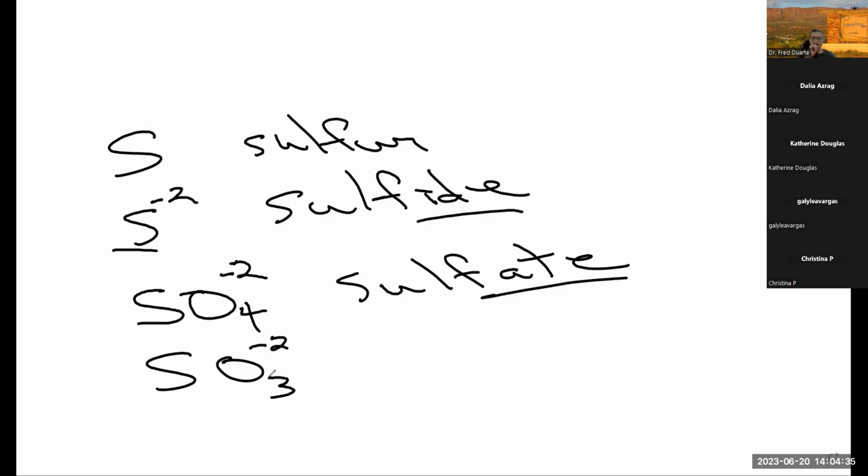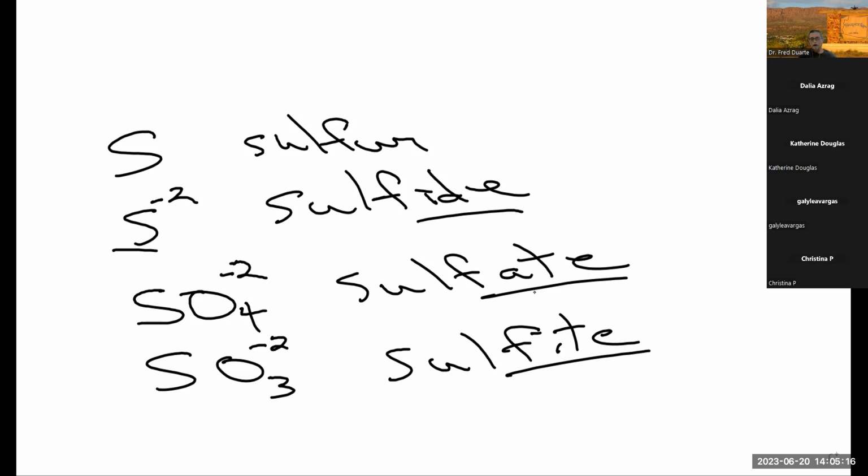If we take one oxygen away, now that becomes sulfite. See, so note the ending. Sulfur is the element. Sulfide is the anion of sulfur, okay, with its charge, -2. Sulfate and sulfite should tell you, okay, we're dealing with sulfur, but we also are dealing with oxygen bonded to that sulfur. Okay, so there's 3 examples there of the sulfur and their respective names.